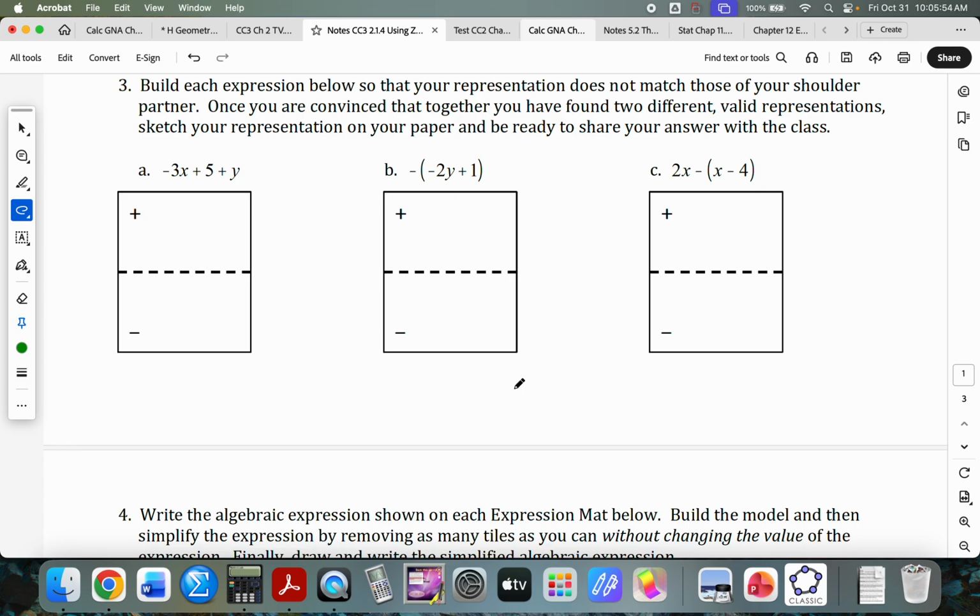Talk to your shoulder partner, please. I did it wrong. I added an extra X. I added one extra X. Wait, why is it longer? Y is the longer one. Yes, ma'am.